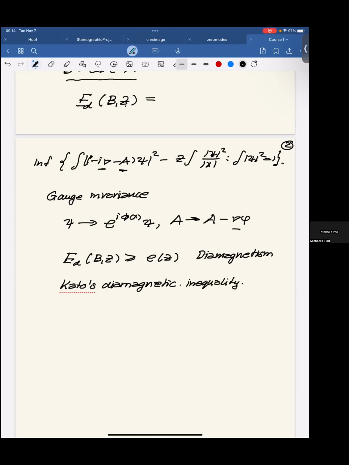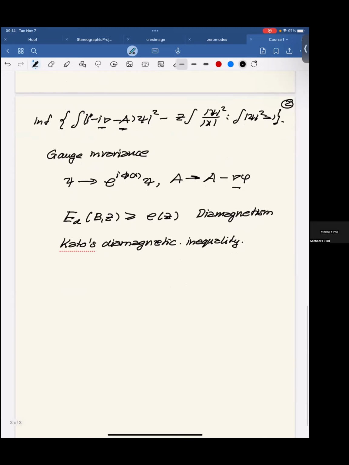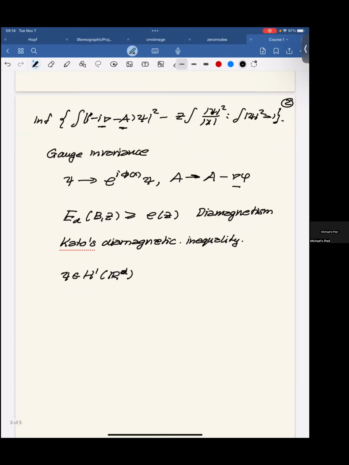And so what does this diamagnetic inequality say? It says the following: if you take any function psi in H1 of Rd, a complex valued function, then pointwise almost everywhere, the magnitude of minus i gradient minus A psi is greater than or equal to the magnitude of the gradient of the modulus of psi.